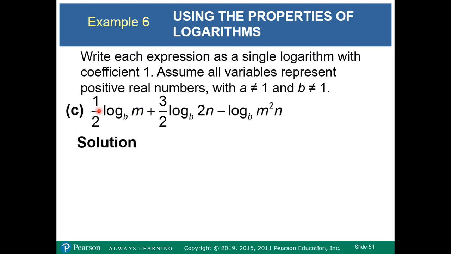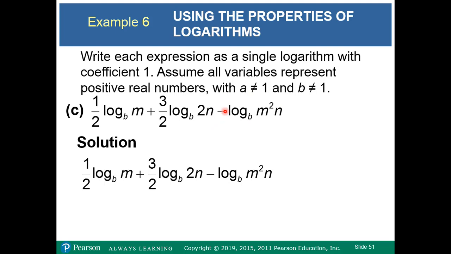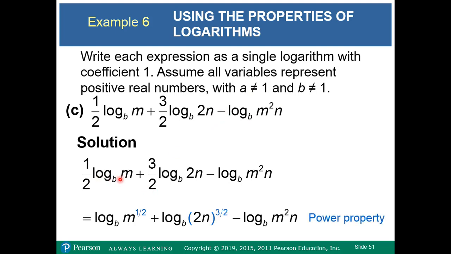Okay, so now we've got these. How would we handle this? So we've got plus, we've got some coefficients, which are going to become the exponents. And when we've got subtraction. So first thing is, take care of the exponents. So that 1/2 goes to here, 3/2 goes to here, but make sure you put parentheses because the whole thing is the argument. So put parentheses around here. And of course this doesn't have a coefficient other than 1, so that'll stay the same.